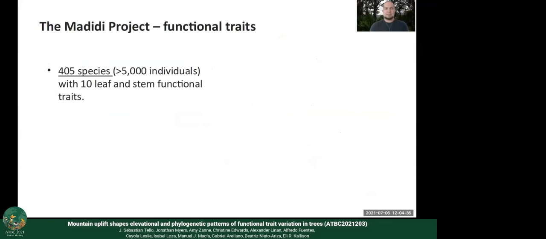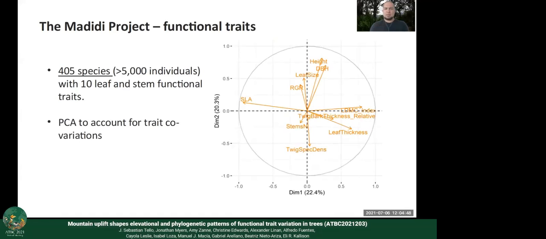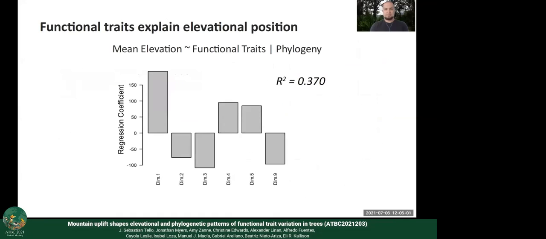Additionally, for each species, we have measured a number of different functional traits, which can potentially represent some of the adaptations necessary to survive in these different environmental conditions. And we used principal component analysis to summarize that variation in functional traits into new dimensions of functional trait variation that accounts for correlations between these different traits.